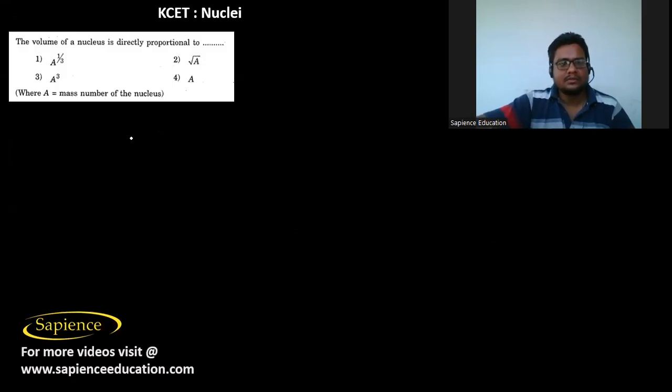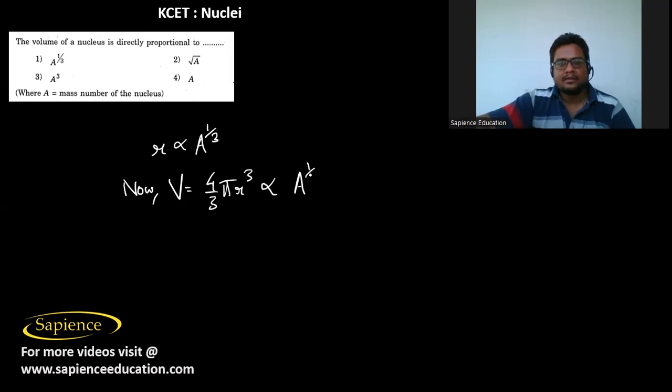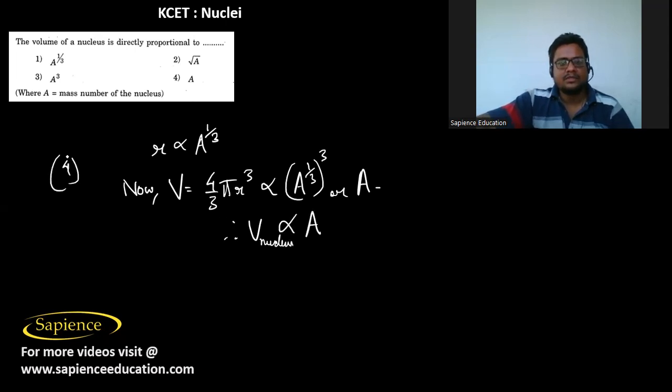Then here it is told, the volume of a nucleus is directly proportional to. So we know that the radius of a nucleus is proportional to the cube root of the mass number, which means A power 1 by 3. Now the volume of the nucleus is equal to 4 by 3 pi r cube if we assume it is a sphere. So that will be proportional to the cube of A power 1 by 3, or I can say A. So it means the volume of a nucleus is proportional to the mass number. So option 4 is the correct answer.